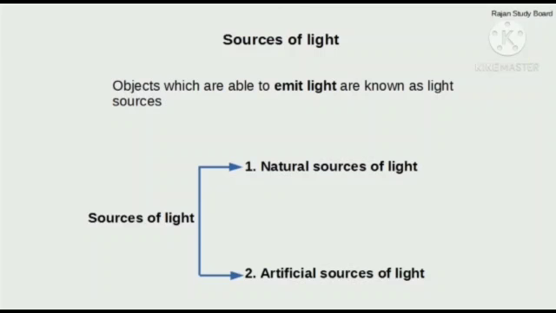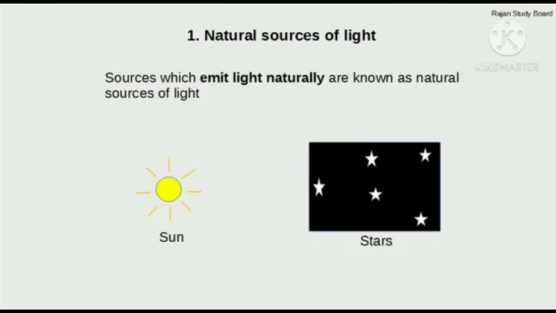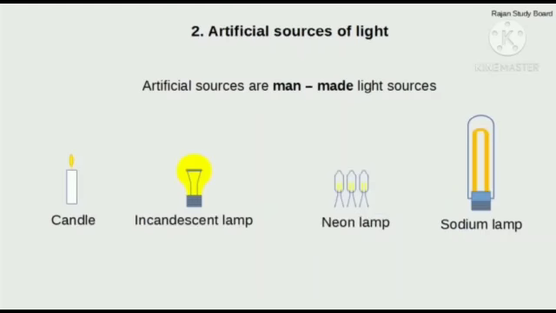Let us see about sources of light. Objects which are able to emit light are known as light sources. It is divided into two types. First one, natural source of light, and second one, artificial source of light. First, natural source of light: sources which emit light naturally are known as natural sources of light. For example, sun and stars.